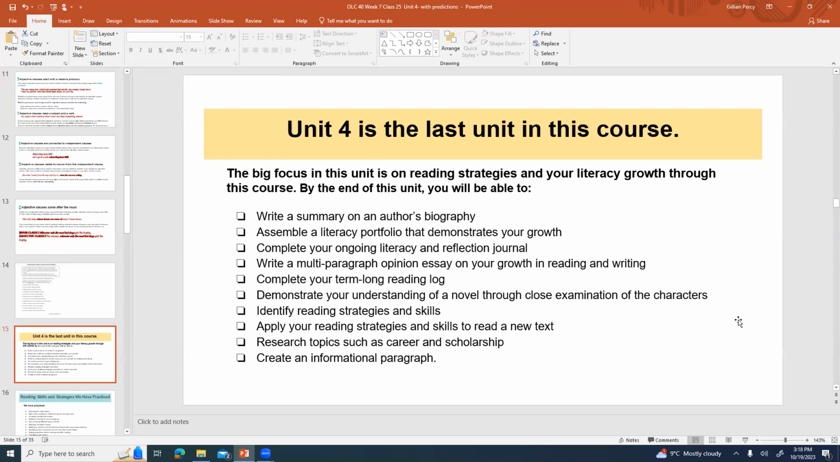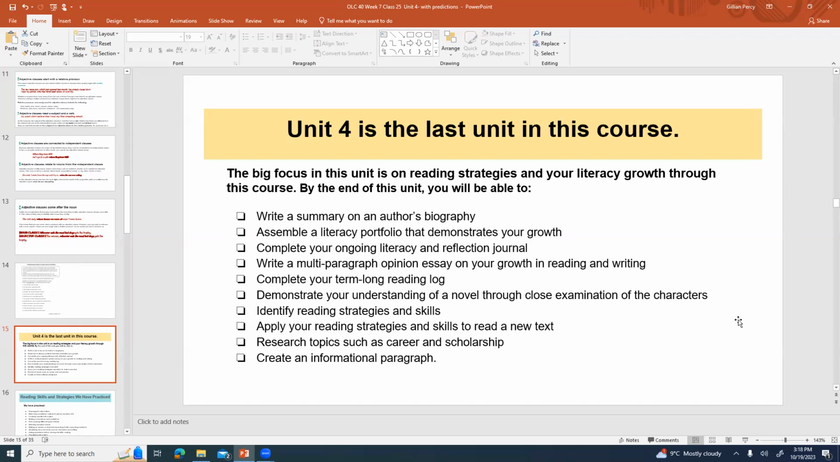Okay, Unit 4 is the last unit in this course. The big focus in this unit is on reading strategies and your literacy growth through the course. So by the end of this unit, here are the things you're going to be able to do. You're going to be able to write a summary on an author's biography, assemble a literacy portfolio that demonstrates your growth, complete your ongoing literacy and reflection journal.